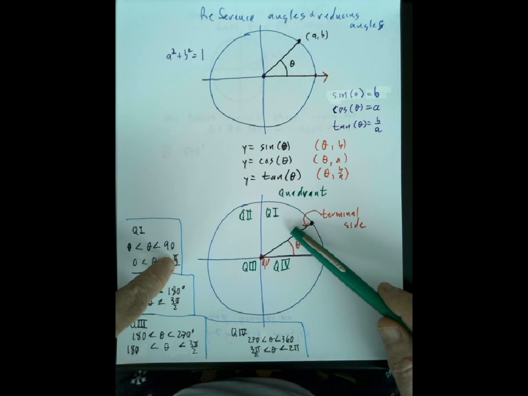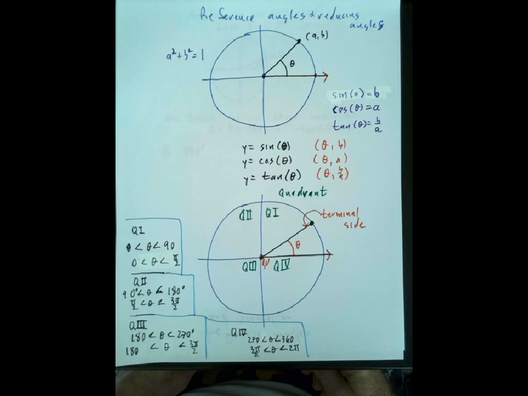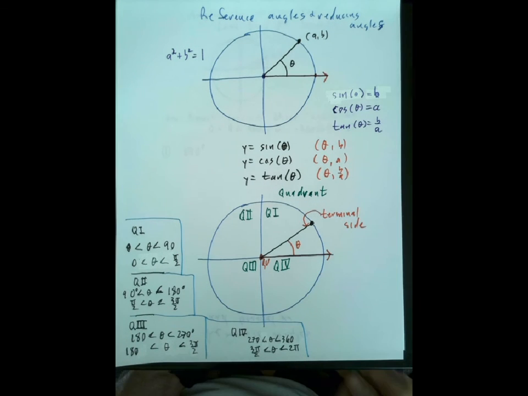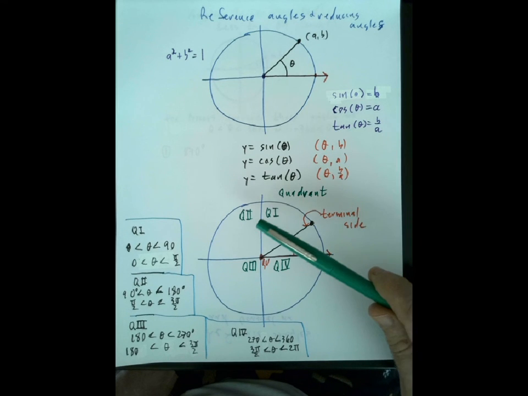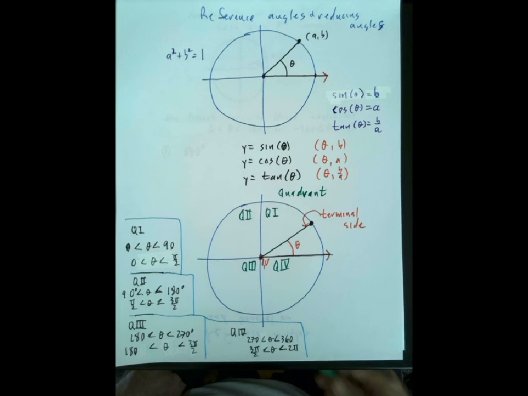Those are said to be Q1, or quadrant 1 angles, right? So any angle like 85 or 62 or 31, between 0 and 90, is said to be a quadrant 1 or a Q1 angle. If your angle measure is between 90 and 180, say 150 or 137, you're said to be a quadrant 2 or a Q2 angle.